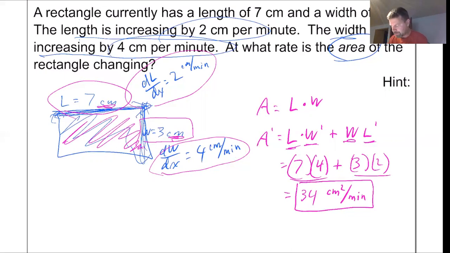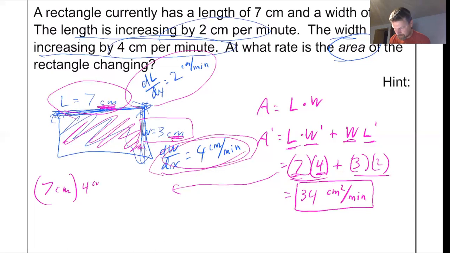If I had labeled these correctly, that 7 isn't just a 7 by itself, it's 7 centimeters. That 4 is right here. That was 4 centimeters per minute. And the same thing for the 3 and the 2. That was 3 centimeters.